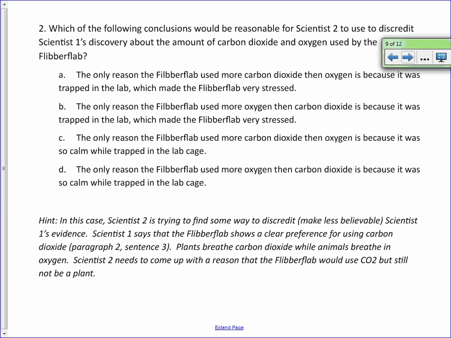A, why? Because it says the flipperflap uses the carbon dioxide as opposed to oxygen because it was kept in the lab. So because it was kept in the lab, it was stressed. So it's just using carbon dioxide. Perfect. So the only reason it used more carbon dioxide than oxygen is because it was stressed. If it was normal in the wild, it wouldn't have been stressed, and it would have used oxygen, which is an animal thing, not a plant. Fantastic. All right.